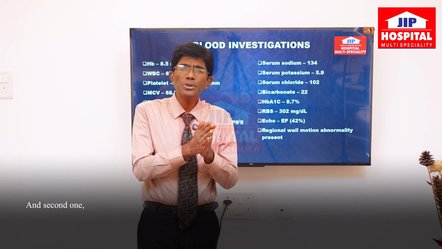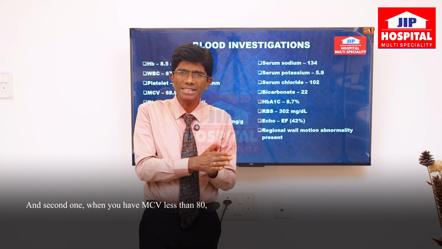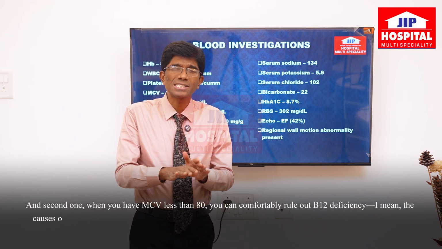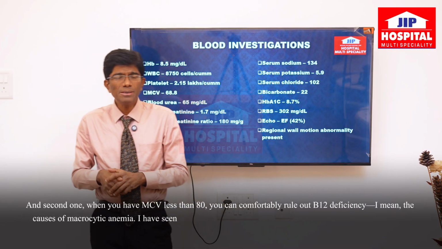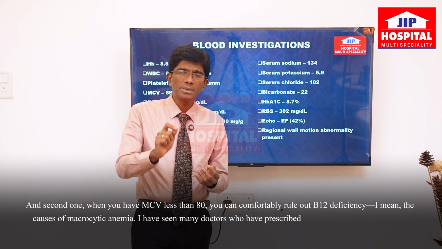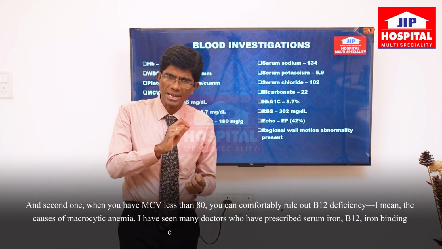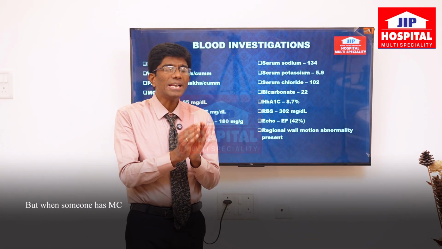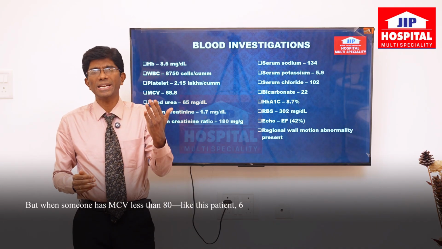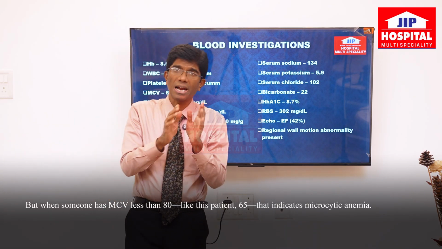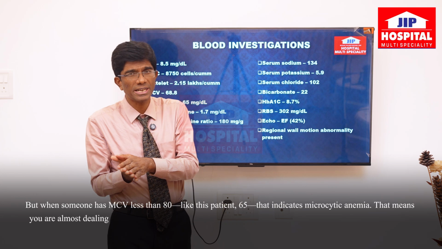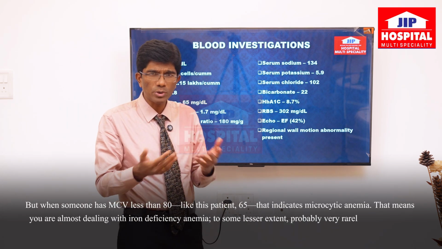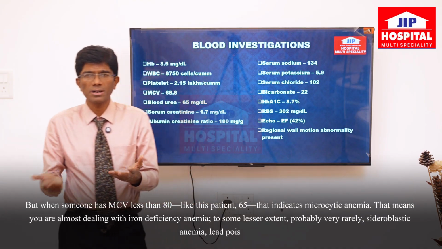And second, when you have MCV less than 80, you can comfortably rule out B12 deficiency, I mean the causes of macrocytic anemia. I have seen many doctors who have prescribed serum iron, B12, iron binding capacity and serum folic acid. Please, when somebody has MCV more than 95, that means macrocyte, at that time you can think of macrocytic anemia. So one of the causes for macrocytic anemia is probably B12 deficiency or folic deficiency, where you can recommend all kinds of tests.